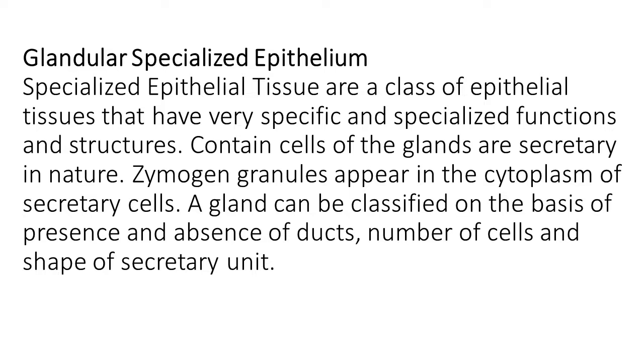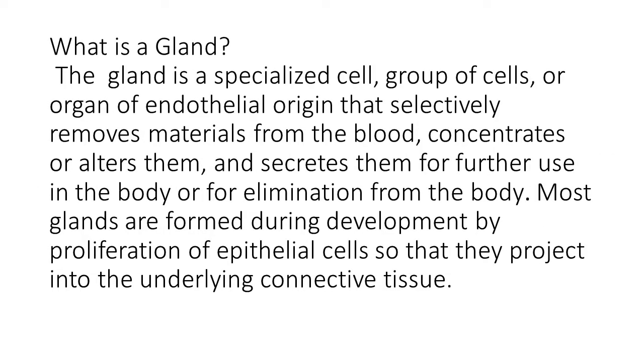A gland can be classified on the basis of presence and absence of ducts, number of cells, and shape of secretory units. What is a gland? The gland is a specialized cell, group of cells, or organ of epithelial origin that selectively removes materials from the blood, concentrates or alters them, and secretes them for further use in the body or for elimination from the body.